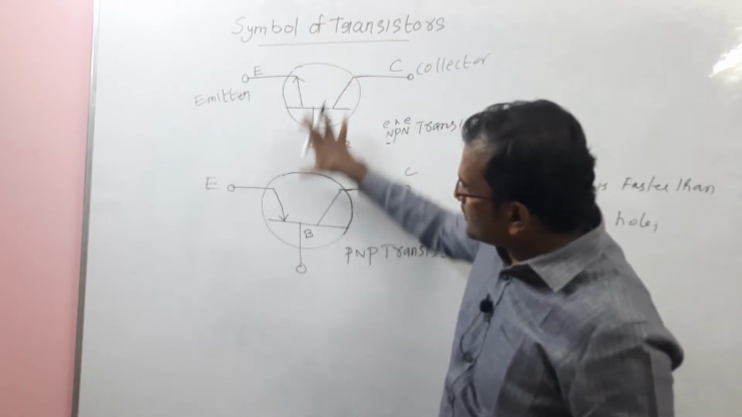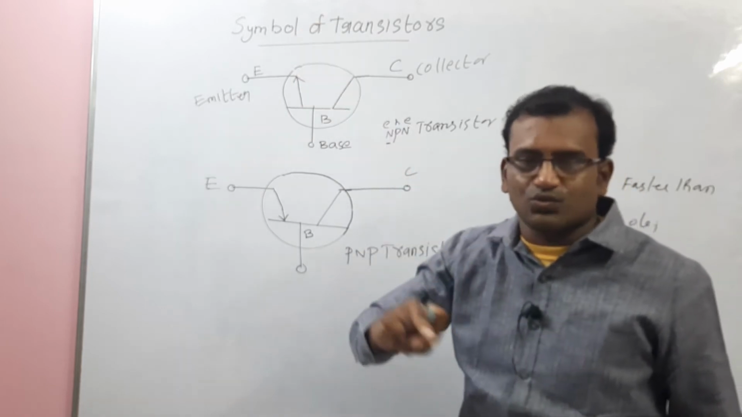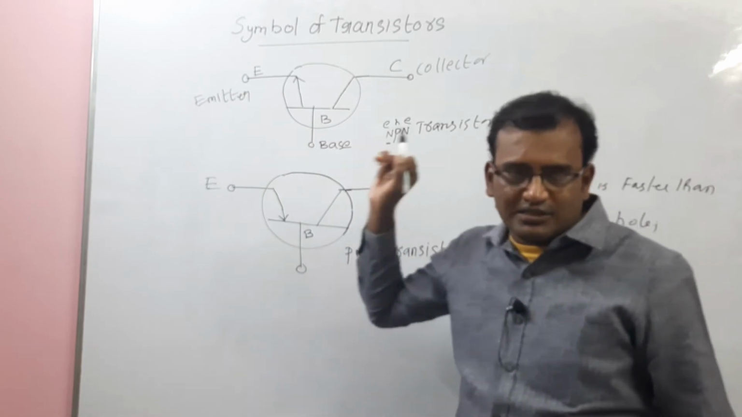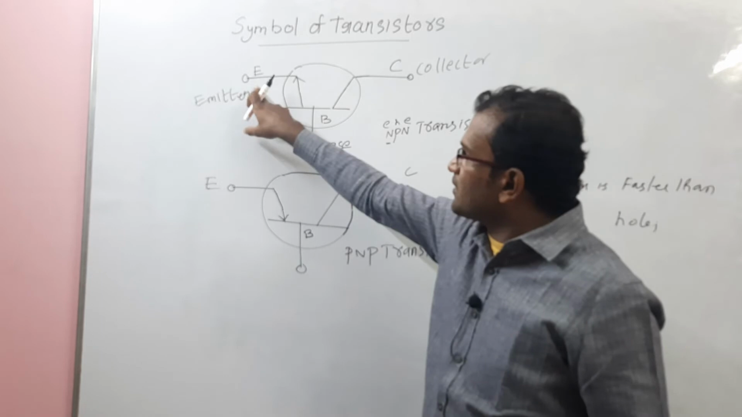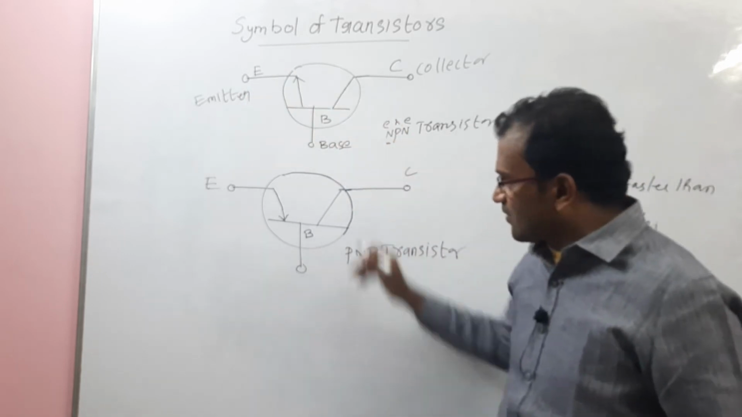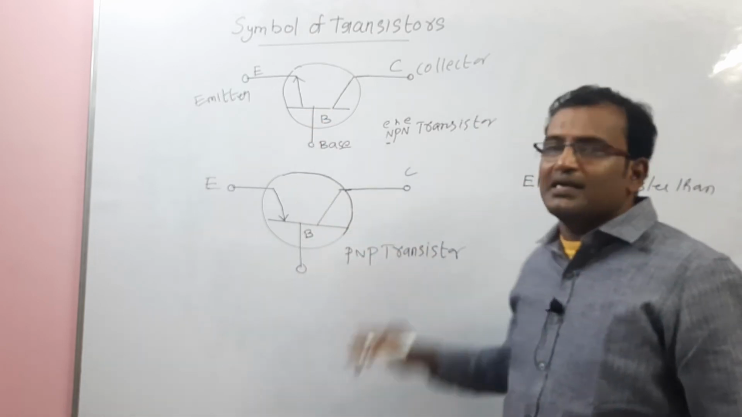Now in both the cases, the emitter is assigned by the arrow. But what's the difference between these two? One is outside arrow and another one is inside arrow. That is nothing but the conventional current flows from base to emitter in the case of NPN transistor, whereas the conventional current flows from emitter to base. That is nothing but PNP transistor.